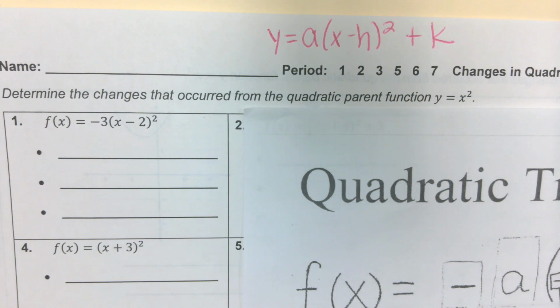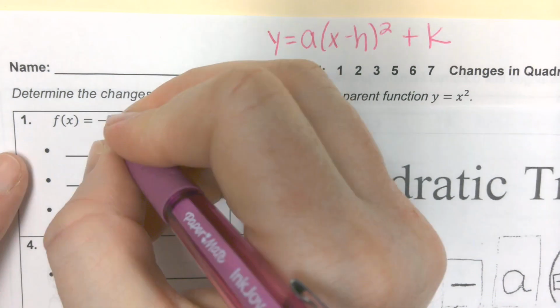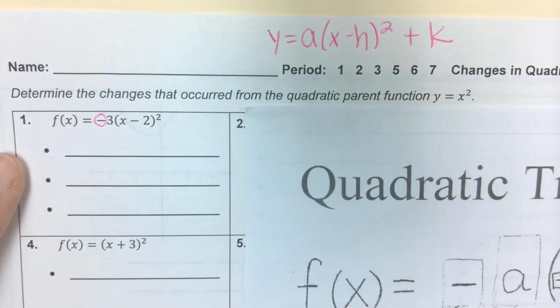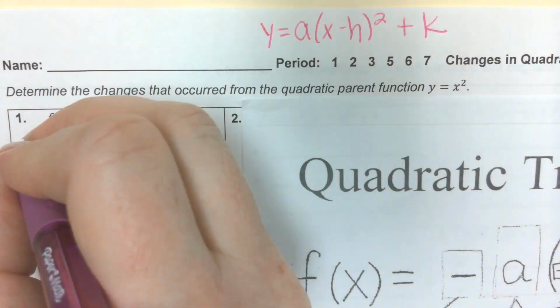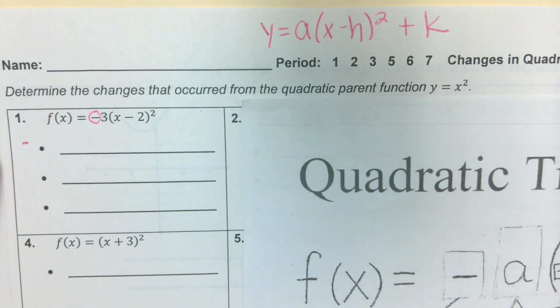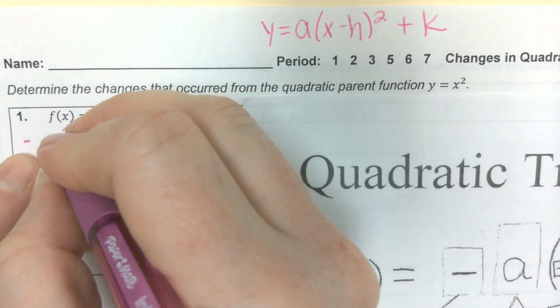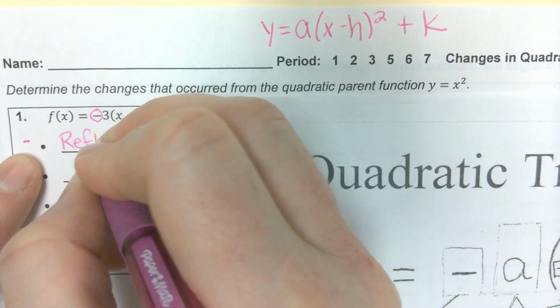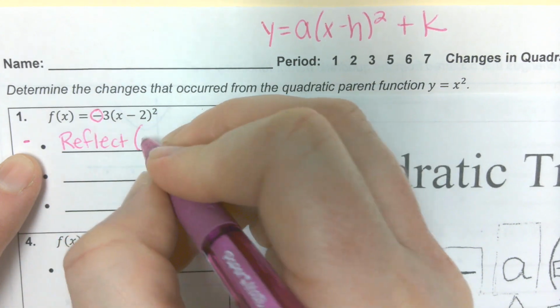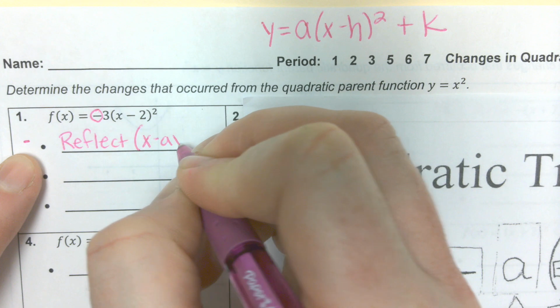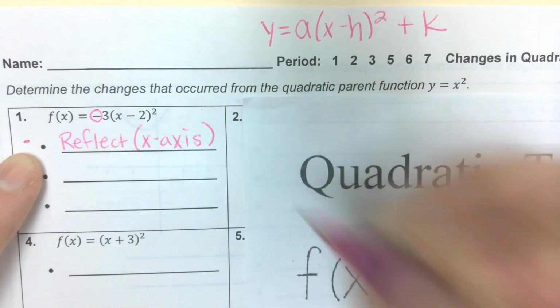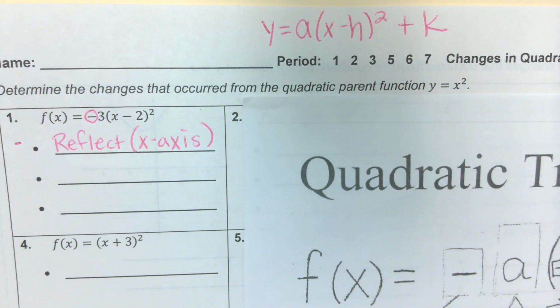And let's look at the first thing. So the first thing would be looking for a negative. Is there a negative? Yeah. Negative out front. So I'm just going to put a little negative here. And so that means we reflect across the x-axis. So put reflect, parentheses, x-axis. Because sometimes you'll be given the option of reflecting across the y-axis. But that's only whenever the negative is inside by the x.